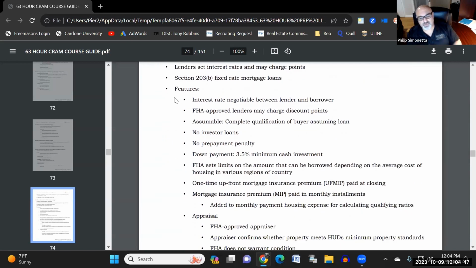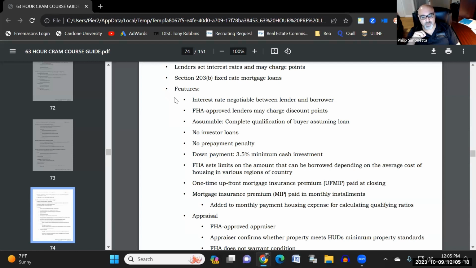Okay, the features: the interest rates are negotiable between the lender and the borrower. FHA approved lenders may charge discount points. They are assumable. Okay, so if somebody wants to assume a loan, they must complete a qualification as the buyer assuming the loan. They must apply and get approved. There are no investor loans. That means you must live in the property. No prepayment penalty, so you can pay it off anytime. The down payment is a minimum of 3.5% cash investment.